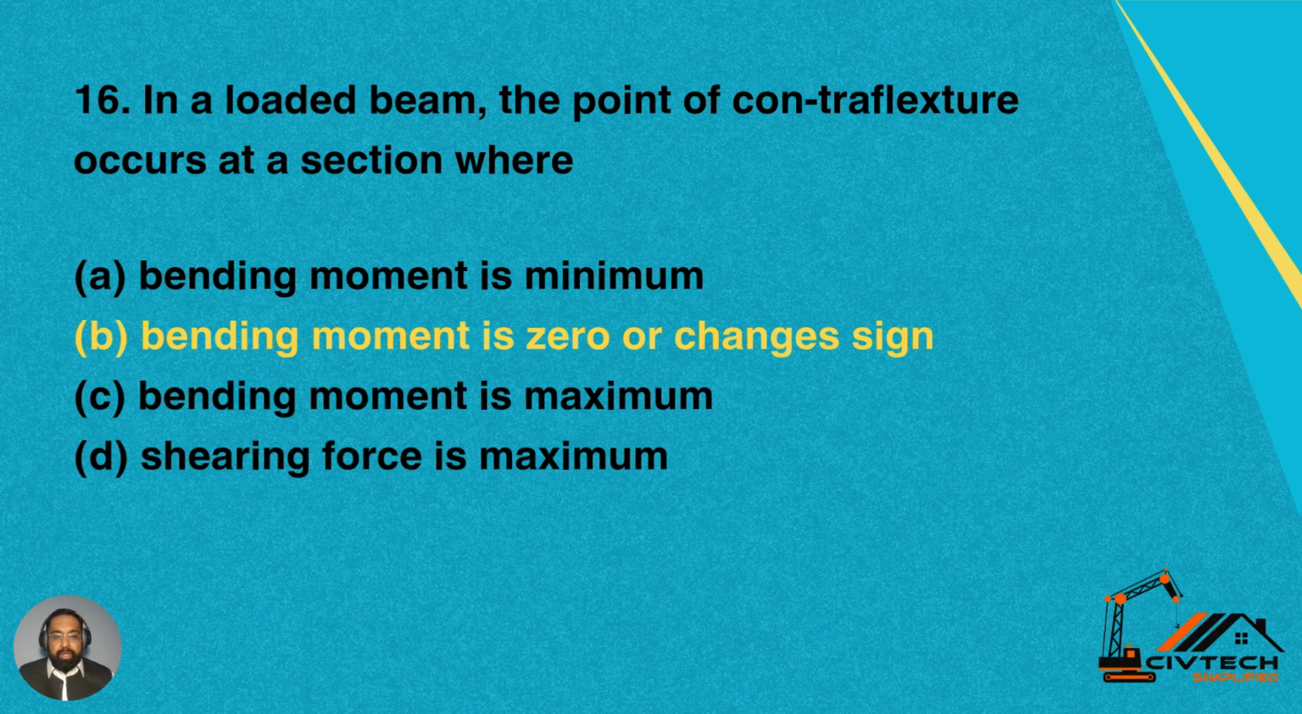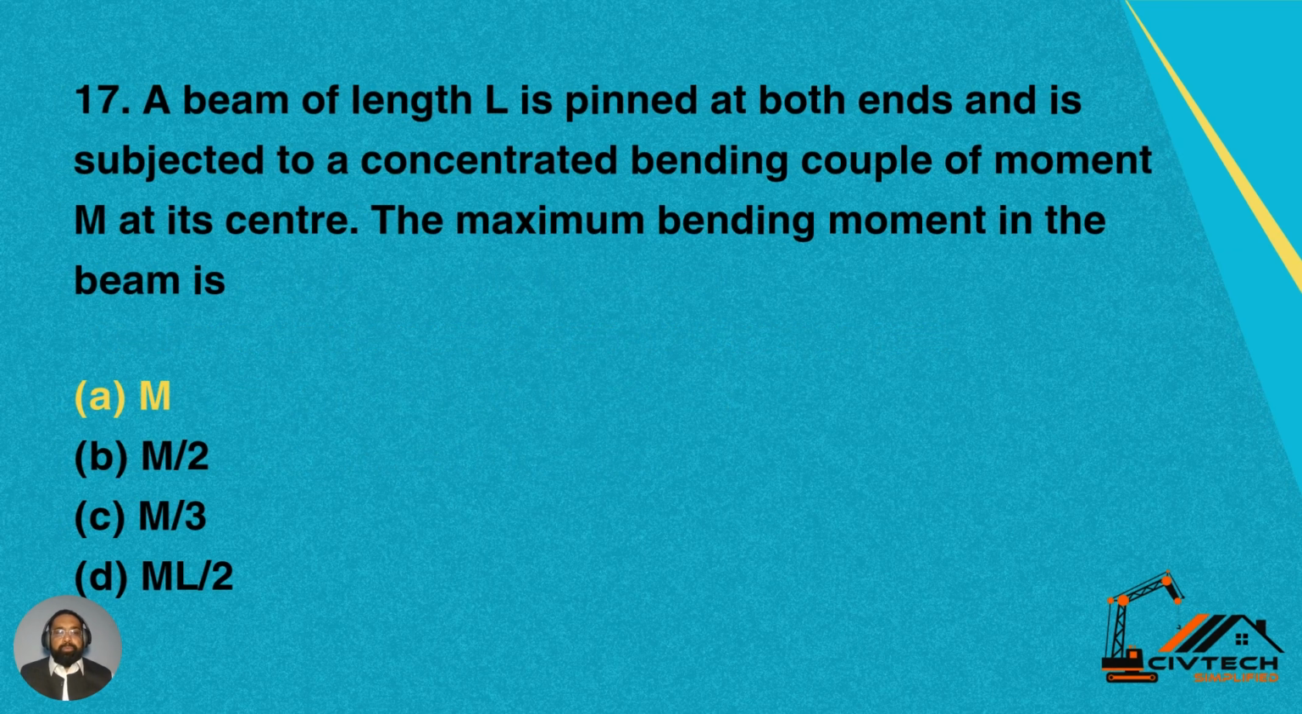Question 16. In a loaded beam, the point of contraflexure occurs at a section where. Option A, bending moment is minimum. Option B, bending moment is zero or changes sign. Option C, bending moment is maximum. Shearing force is maximum. So B is the correct option. The point of contraflexure in a loaded beam occurs when bending moment is zero or it changes the sign. So B is the correct option for this question.